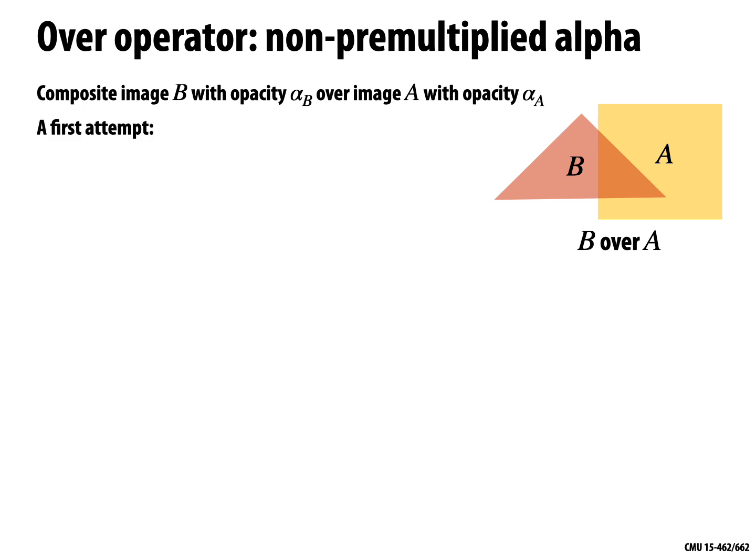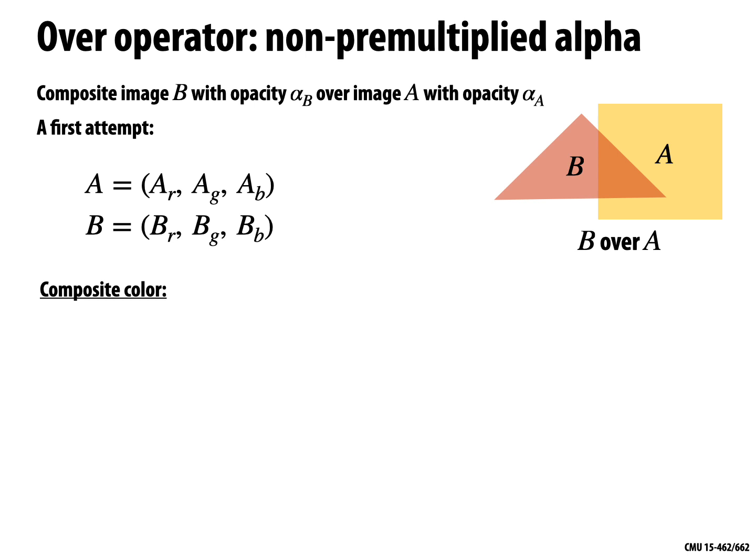And our first attempt at this over operator is going to look like this. So let's say that A is described by 3 color channels, the red, green, and blue component. Likewise, B has 3 color channels, red, green, and blue. Then a simple way to composite would be to say the new color C is alpha B times B. So we're saying, okay, the color of B times how much of B should show up, plus 1 minus alpha B times alpha A times A.